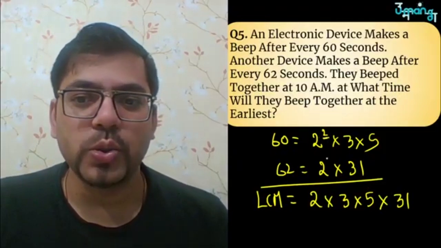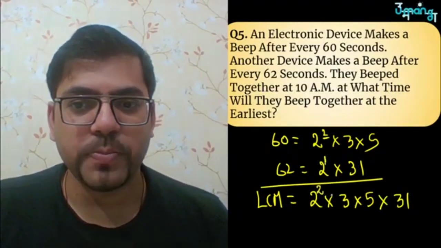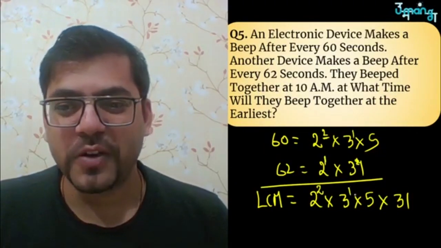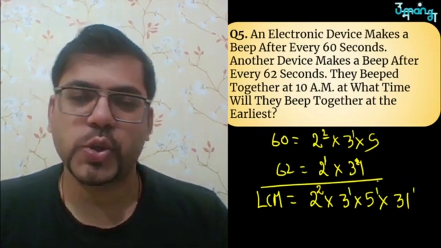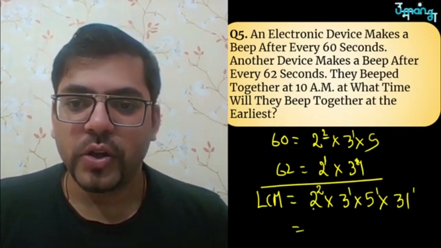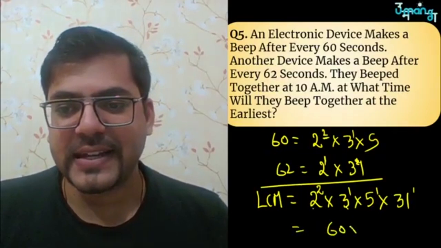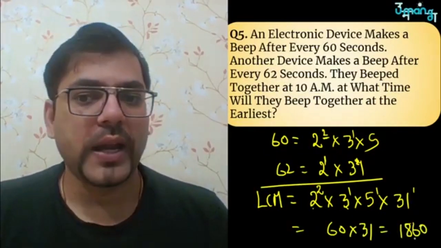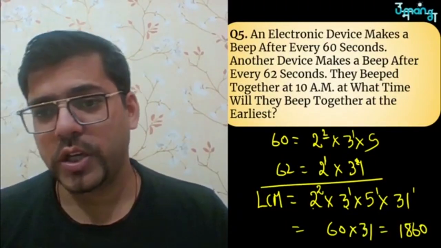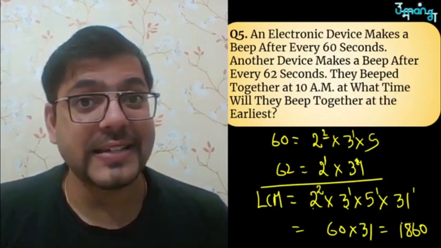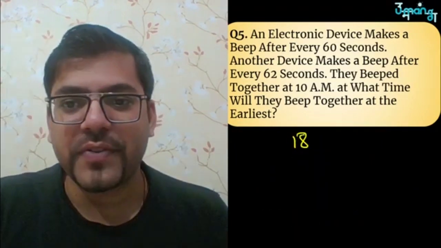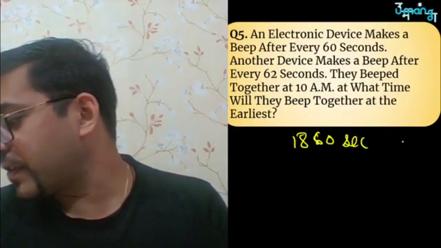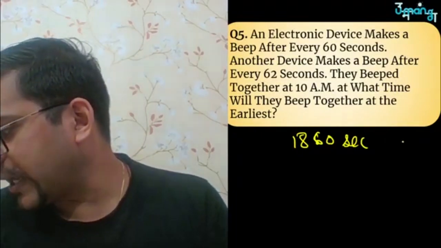So 2 has power 2 and power 1, so we write 2 raised to power 2. 3 raised to power 1, 5 raised to power 1, and 31 raised to power 1. So all have power 1 only. So 4 threes are 12, 12 fives are 60, 60 into 31, which is 1860. So you have got 1860 seconds, meaning after 1860 seconds, they will beep together.